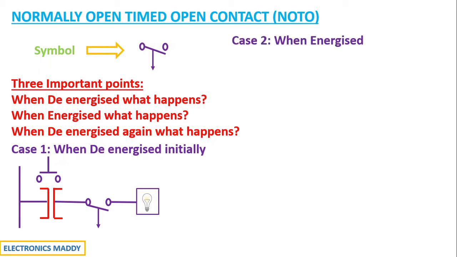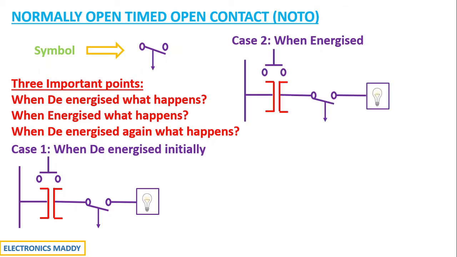Now what will happen when I'm actually energizing this particular contact? How can it be energized? It can be energized with the help of a push button switch, so I will be pressing it. This rung gets energized. The normally open contact will be closed and it will be energized now. The rung gets energized up to the point of NOTO, the NOTO contact gets energized, and instantly the light starts glowing in this particular fashion.